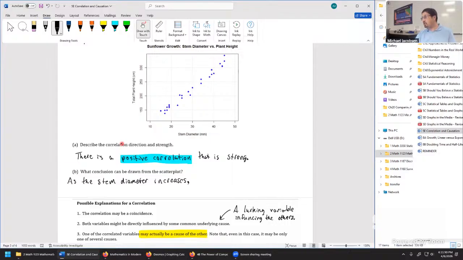So we can say next, the total height of the sunflower tends to increase as well. So that's our kind of generic conclusion that we would give for a plot like this one.